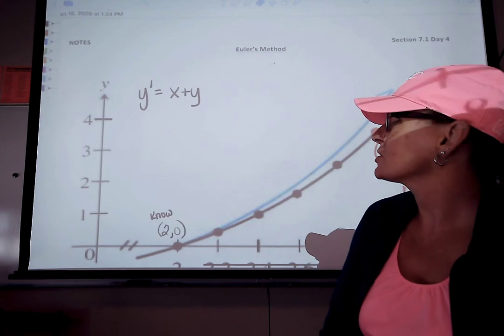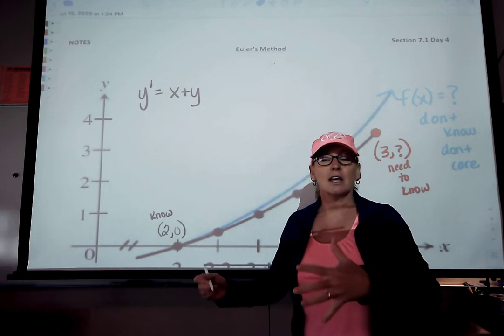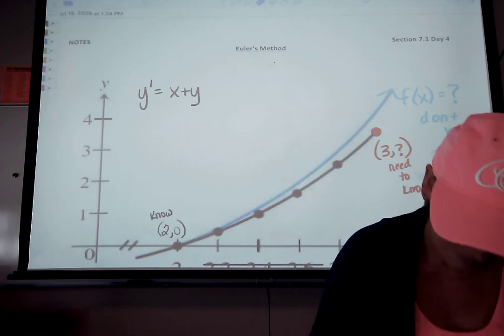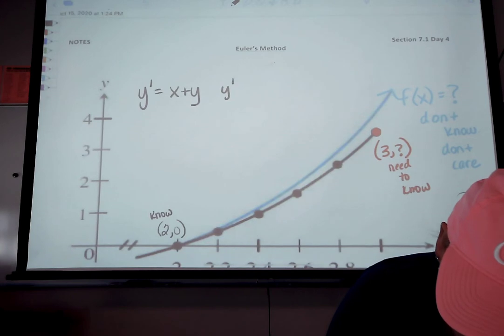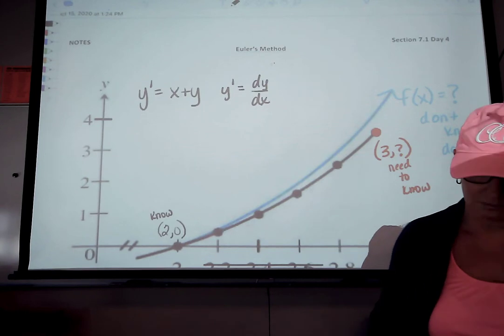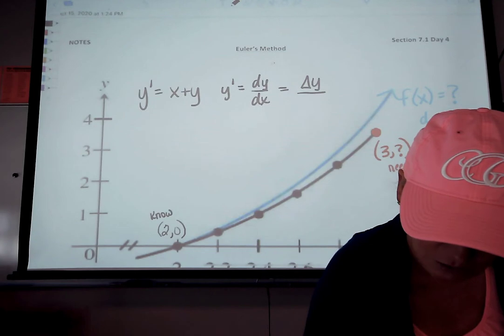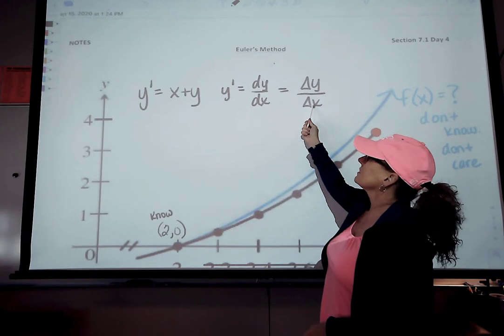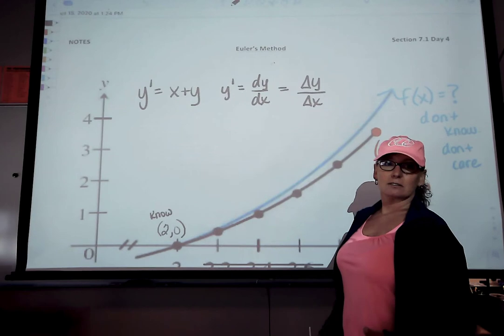Before we get started, I just want to remind you that the derivative means slope of the tangent. There are several ways to write the derivative. You can also write y prime. You can write it dy dx. Yes? Which also means the change in y over the change in x, right? dy is also delta y, dx is also delta x. So anytime you see this, it represents the change in y over the change in x.